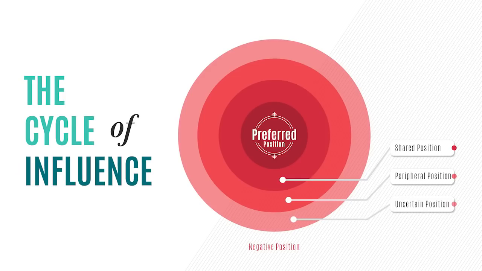Today we discuss the circle of influence in business, how you, in relation to your customer and your competition, can advance your position. You will move from the negative position to the uncertain position, to the peripheral position, to the shared position, and to the bullseye, the preferred position. Use your influence to grow your profitability in business.